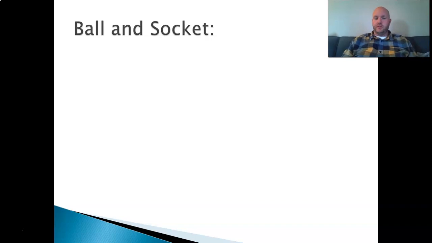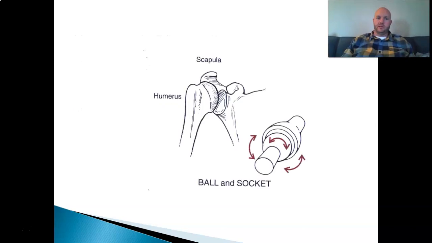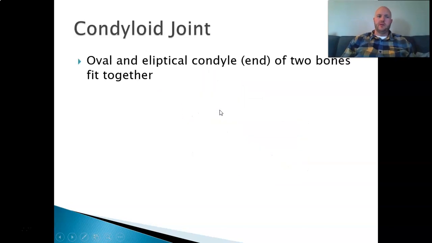So let's go through the main types of synovial joints. Ball and socket is exactly as it sounds. It is a ball, a socket, like this and this. Shoulder and hip are the two big ball and socket ones. Again, end of something, and then a concave depression you can fit that something into. Condyloids are these. So it's two elliptical bones that fit together.